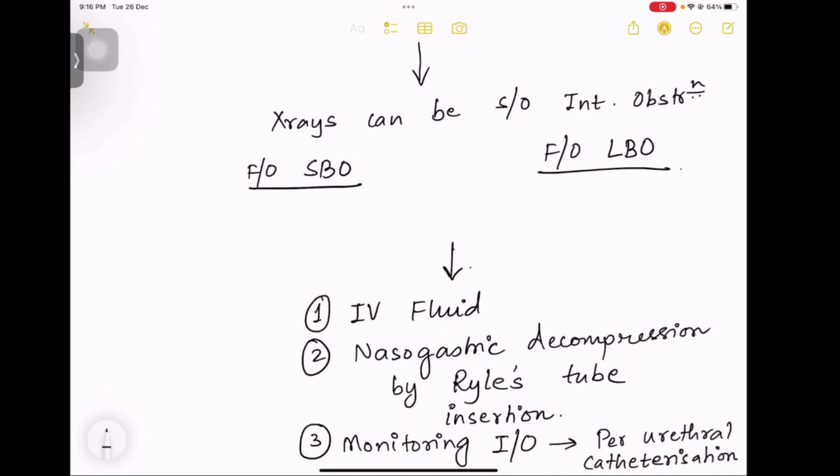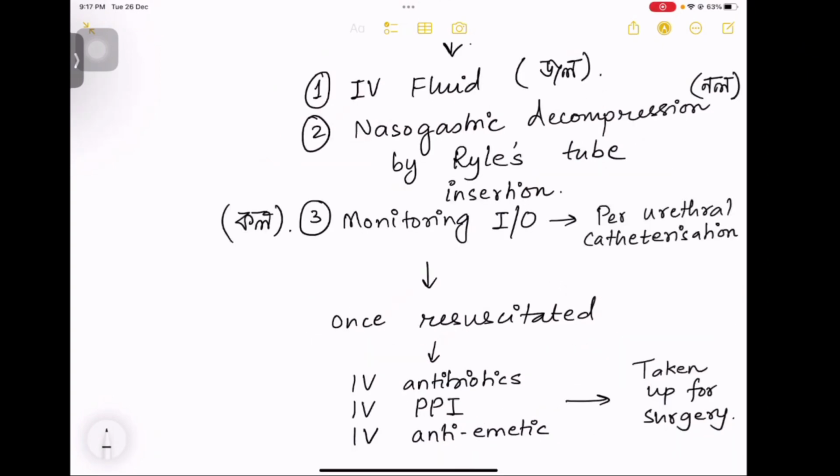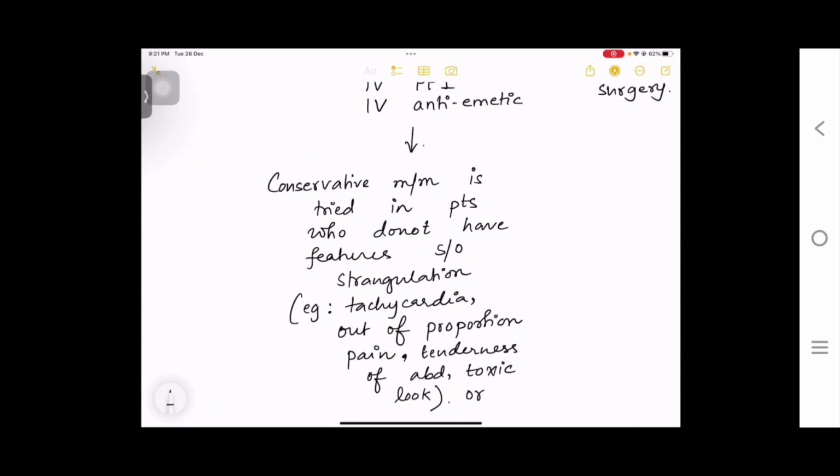After the diagnosis has been made that yes, it is intestinal obstruction, we continue with our conservative management. That is JOL, COL, NOL. JOL is IV fluids. COL is you are monitoring the input and the output. And NOL, that is you have inserted the nasogastric tube for decompression. Okay, after the patient is resuscitated, you further move on to further conservative management, that is IV antibiotics, IV proton pump inhibitors and IV antiemetics. And then you take the patient for surgery.